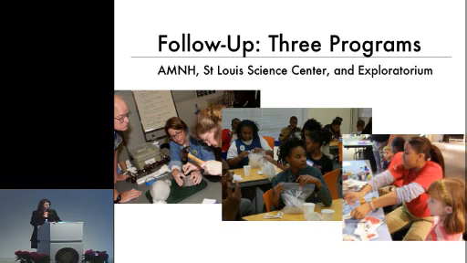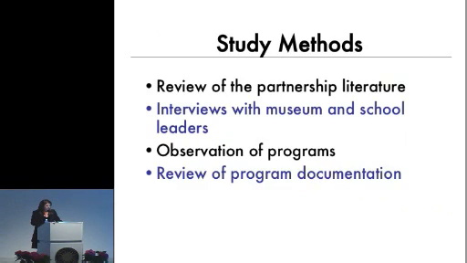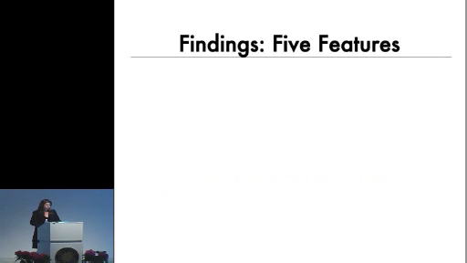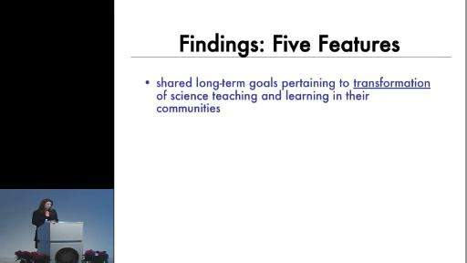outside researcher who was looking at the Exploratorium and also the Natural History Museum in New York and the St. Louis Science Center. And basically, quickly, the methods were to observe, to interview, to review the literature, and to look at program documentation. We chose partnerships that were sort of highly regarded, that were correlated with institutional growth and staff and budget, and that had evidence for outcomes.